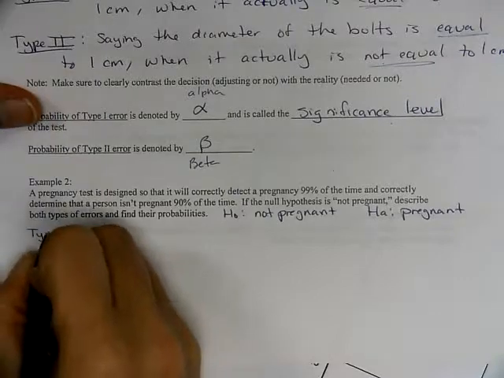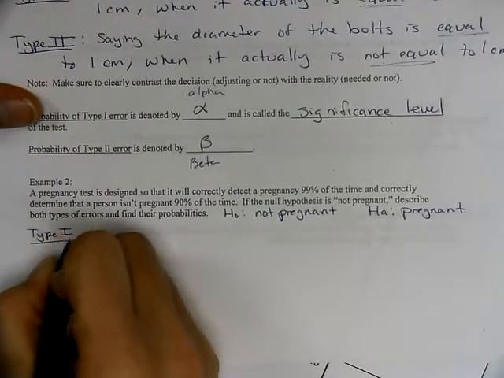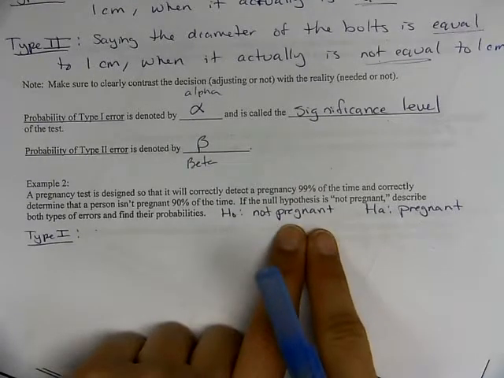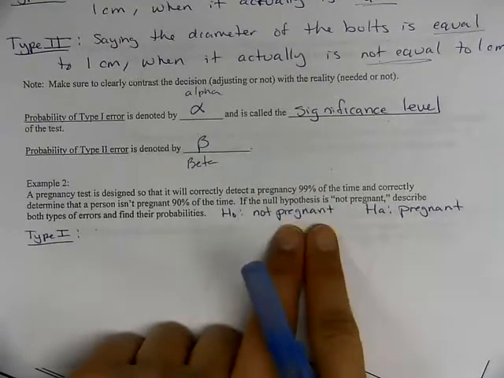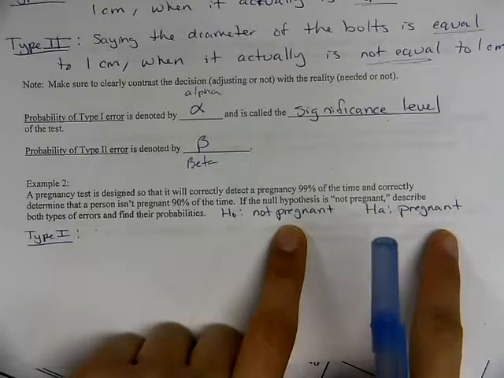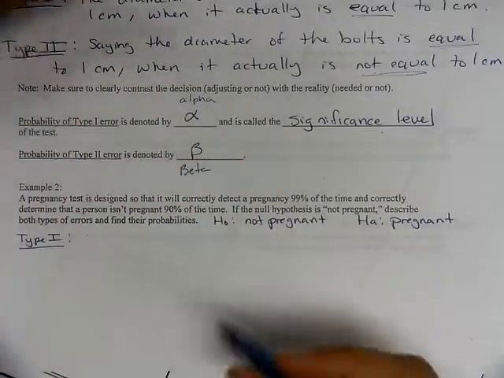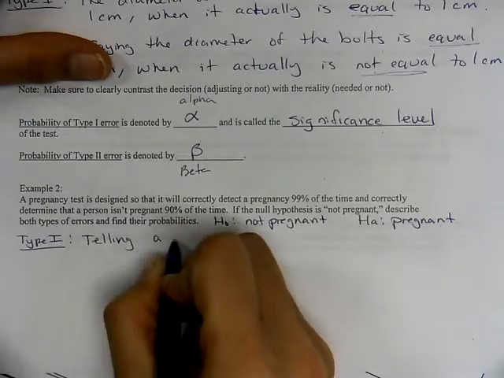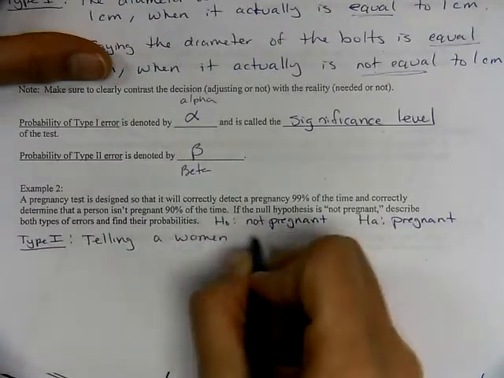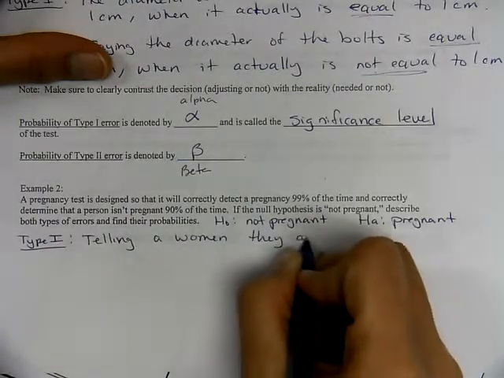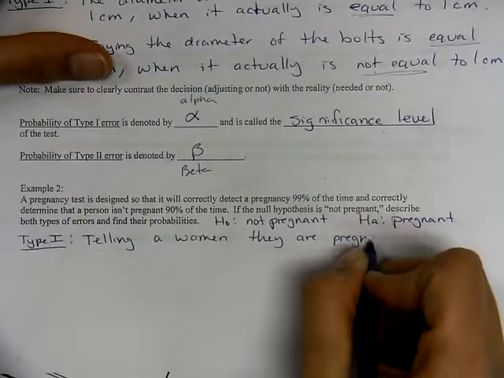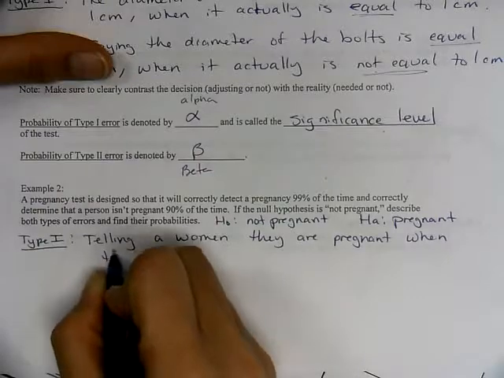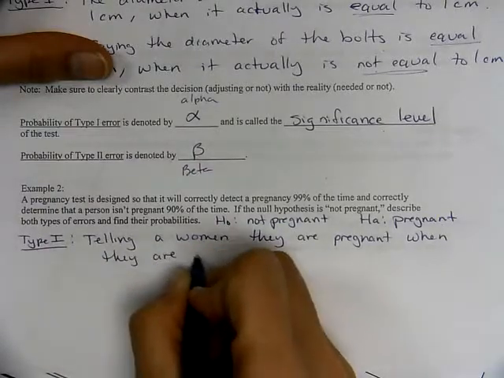So, type 1 error, again, is rejecting the null hypothesis when it's actually true. So, telling someone they're pregnant when they're not. So, telling a woman they are pregnant when they are not.